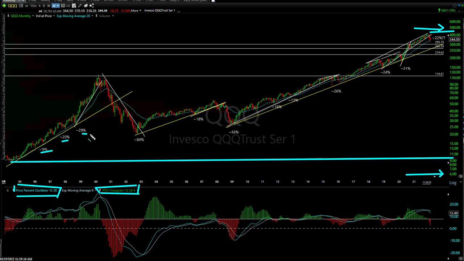So all right, what are we looking at? All the corrections coincided with these red bars where the PPO crossed over. That's what you have on the histogram. I've gone over this many, many times. In bull markets, those corrections ranged in the low double digits, 26% right there, 24, even 31, which again, I still consider a correction because all we did is come back to the primary uptrend line right there.